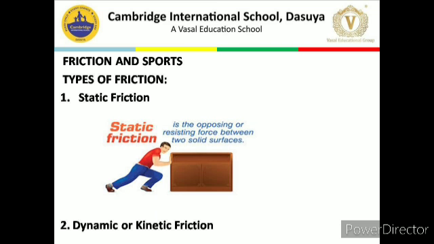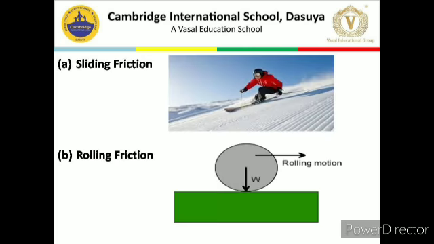Second is dynamic or kinetic friction. The force of friction which comes into play when a body moves over the surface of another body is called dynamic or kinetic friction. This is of two types. A is sliding friction. When an object slides or tends to slide over another object, it is called sliding friction. In this type, friction depends on the types of object and its surface.